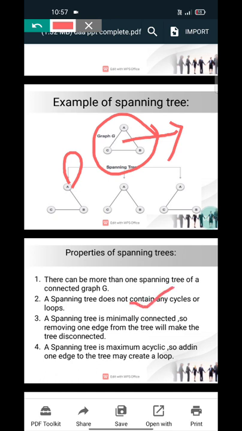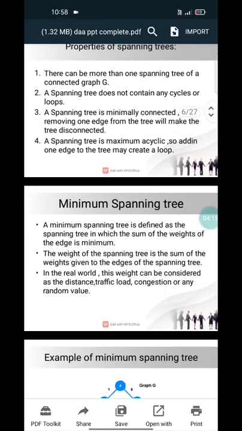Now, a spanning tree is minimally connected. A spanning tree is constructed with the minimum number of edges, so if we remove any one edge, it becomes disconnected. So we should not remove any edges. A spanning tree is maximally acyclic, so adding one edge may create a loop. So we should not add or remove edges of the spanning tree.